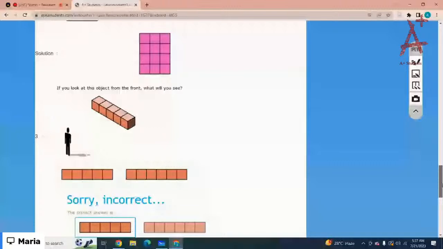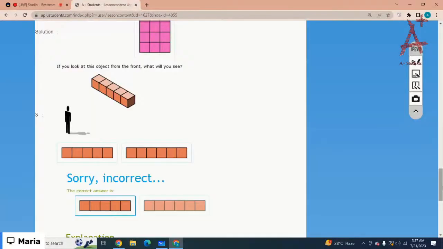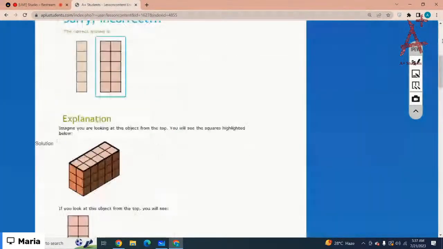If you look at this figure from the front, what will you see? You will see this one, 1, 2, 3, 4, 5. So you will see this side. Let's just start with the practice questions.